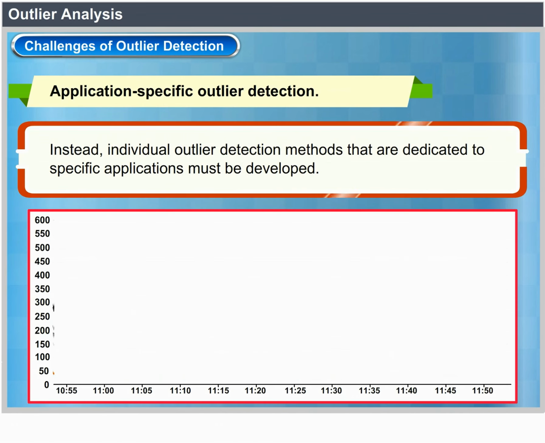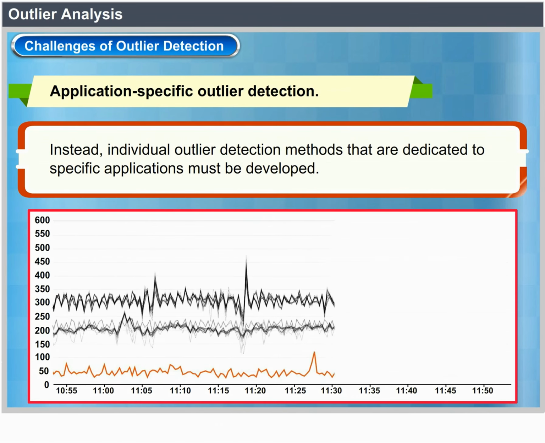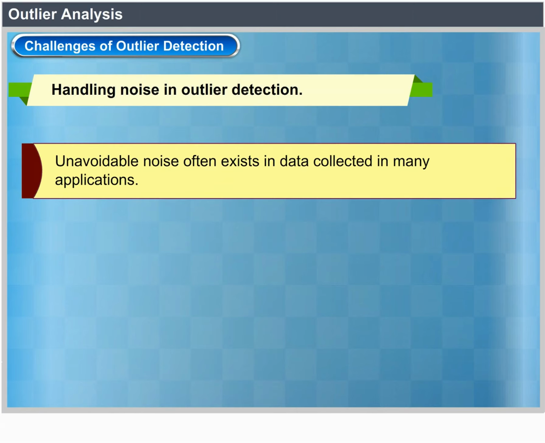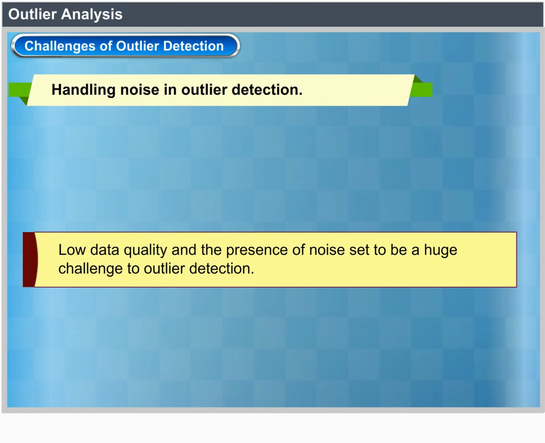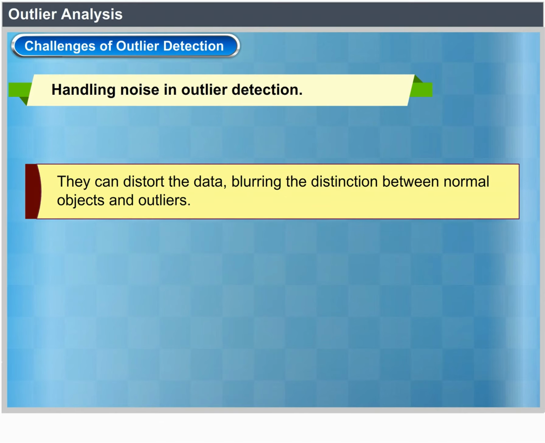Handling noise in outlier detection. Noise often unavoidably exists in data collected in many applications. Noise may be present as deviations in attribute values or even as missing values. Low data quality and the presence of noise bring a huge challenge to outlier detection. They can distort the data, blurring the distinction between normal objects and outliers.